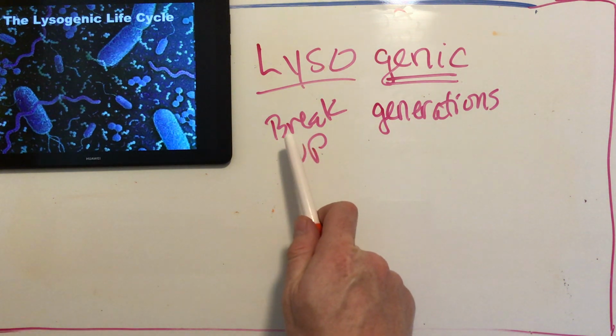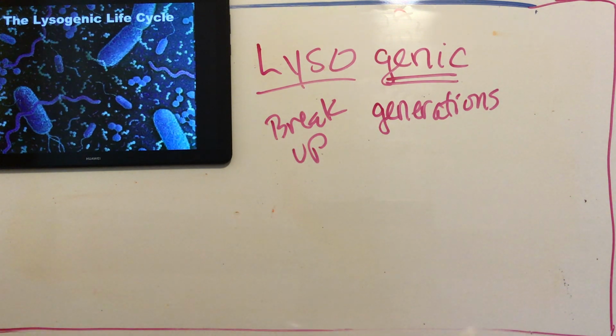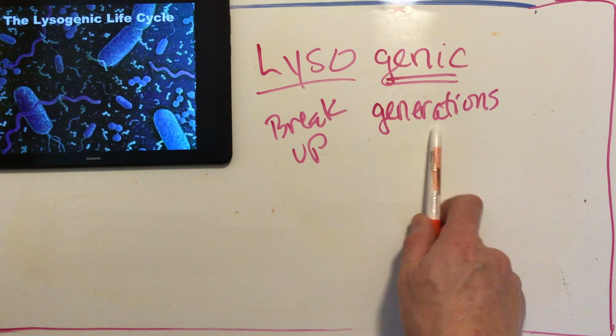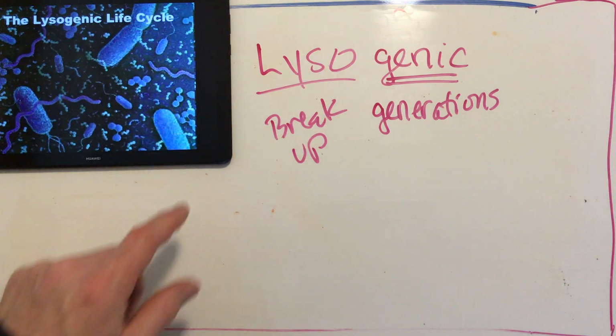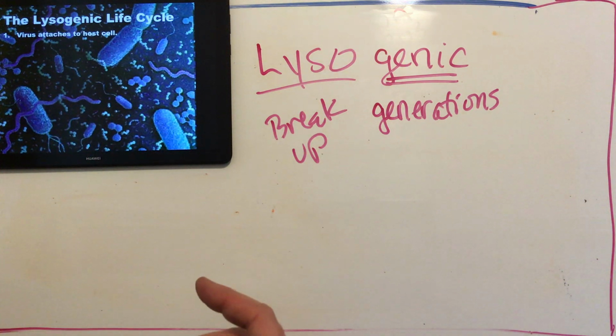So think of this. The last one was just break up. Right? Virus recognizes a cell, throws in its DNA, takes over, makes the parts, assembles the parts, boom, rupture the cell. Here's the difference here. There's going to be something different here that deals with generation. So thinking ahead, I'm going to be looking for that. So again, I'm over here now looking at this. The virus attaches to the host cell.